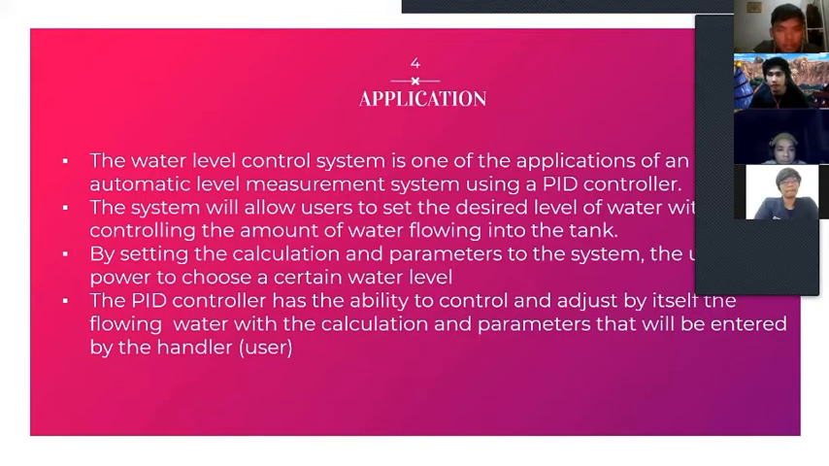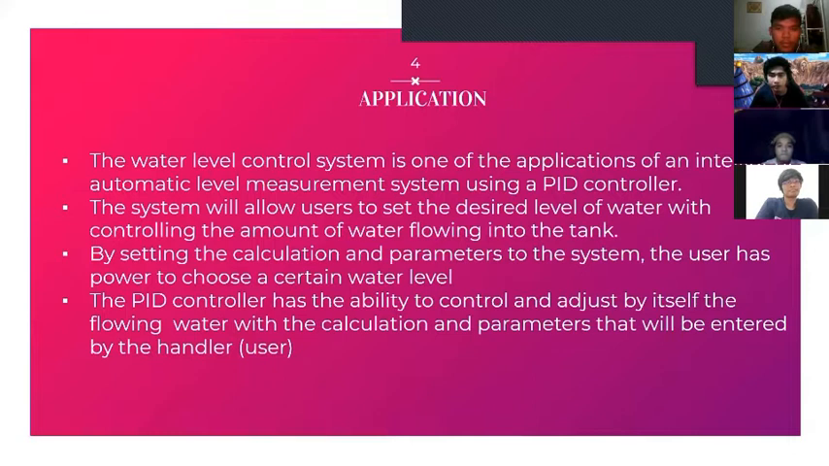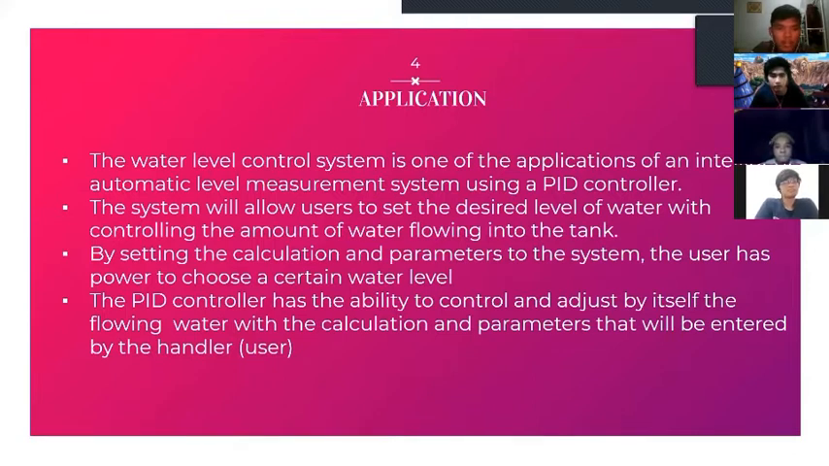Okay, the next one is the application. For the application, we will use the water level control system to apply the PID control. Basically, this system will allow users to set the desired level of water by controlling the amount of water flowing into the tank. The user needs to set the calculation and the parameters in the system, so the user has the power to choose a certain water level. This is because the PID controller is able to control and adjust by itself the flowing of the water, with the calculation and parameters entered by the handler, which is the user. So that's for the application.